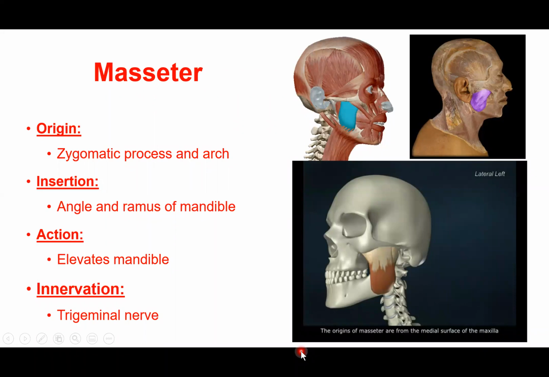The origins of masseter are from the medial surface of the maxilla and the medial surface and inferior border of the zygomatic arch. The insertions are to the lateral surfaces of the angle and ramus of the mandible. Masseter closes the jaw. It is innervated by the mandibular branch of the trigeminal nerve.